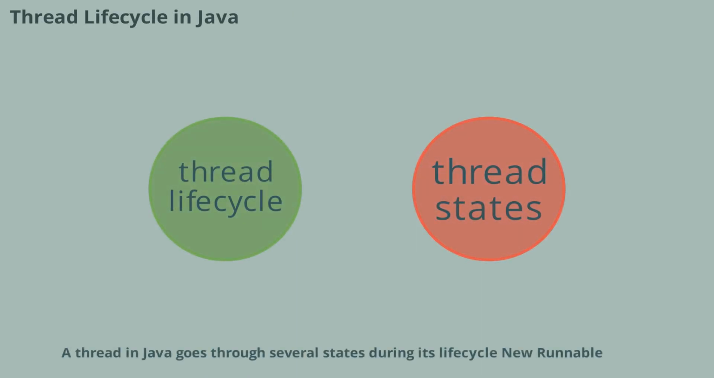A thread in Java goes through several states during its lifecycle: new, runnable, running, blocked, waiting, and terminated. When a thread is created, it's in the new state. After calling start, it becomes runnable, waiting for CPU time. When executing, it's running. If waiting for a resource, it's blocked or waiting. Once finished, it's terminated. Understanding these states helps you manage thread behavior and debug.